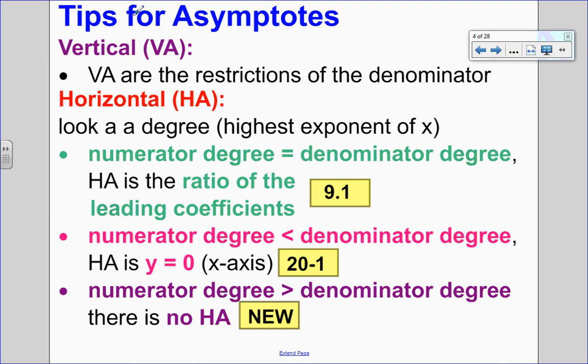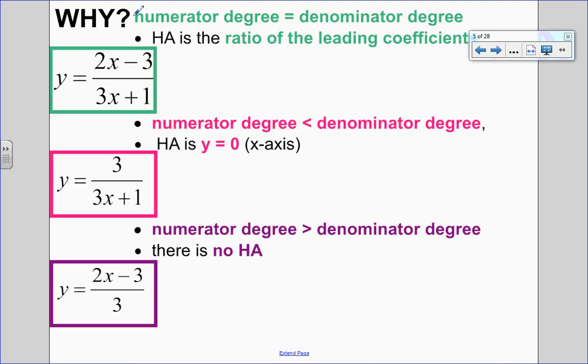And then if the degree of the numerator is less than the degree of the denominator, that's like what we did in 9.1, the x-axis, or y equals 0, will be the horizontal asymptote. And a new one here is when the degree of the numerator is bigger than the degree of the denominator, there is no horizontal asymptote. So I just want to take a minute and look at these horizontal asymptotes in a little bit more detail, and I have an example of each type so you know what I'm talking about. So in the first one, the degrees are equal.